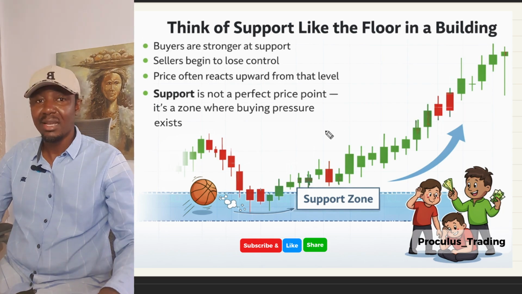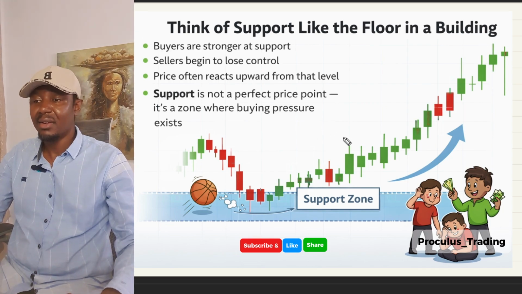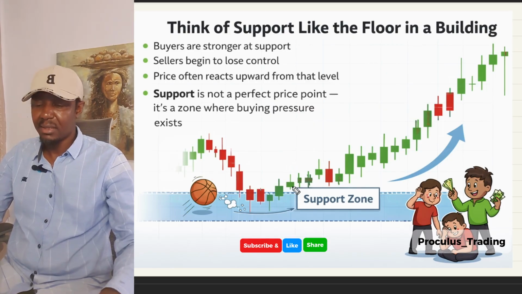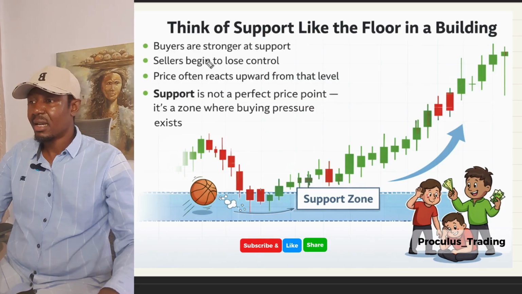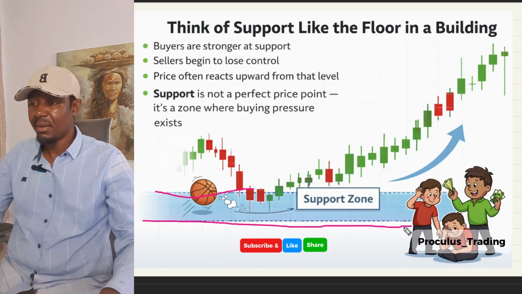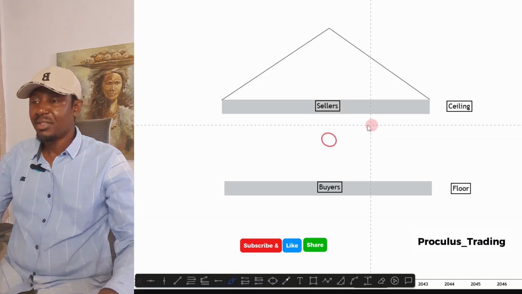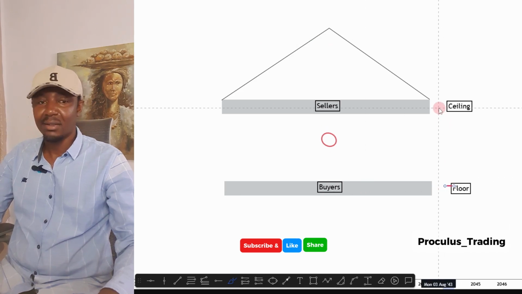Support and resistance is not just a perfect line on the chart. No, it is an area where buyers and sellers come in to push price up or push price down. So look at it like this. You have this line right here. Can we see this? And then we now see price making a push to the downside and then going to the upside. So support zones are like the floor of a building. Let's imagine a house. We have the floor of the house and then we have the ceiling of the house.